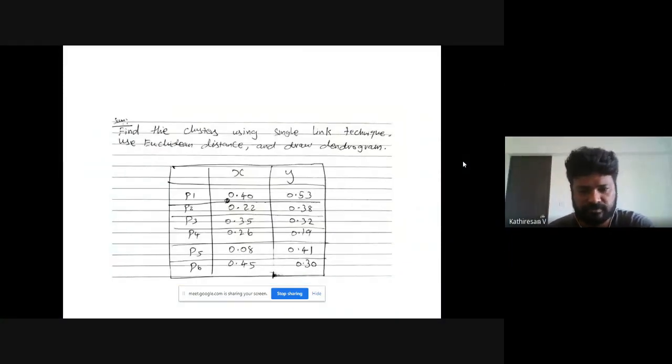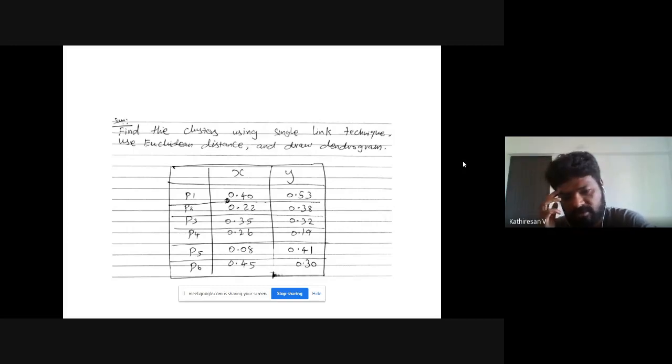Here, just look at this. It is two-dimensional data. The points are considered as P1, P2, P3, P4, P5, P6. These are all the data points which we are having. Two dimensions are there. Those dimensions are X and Y.